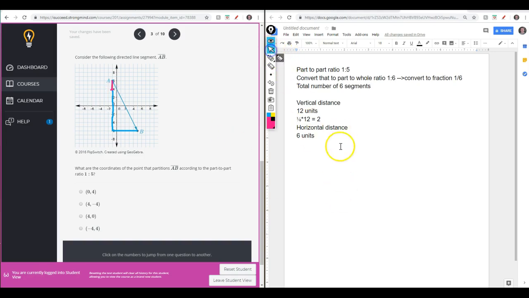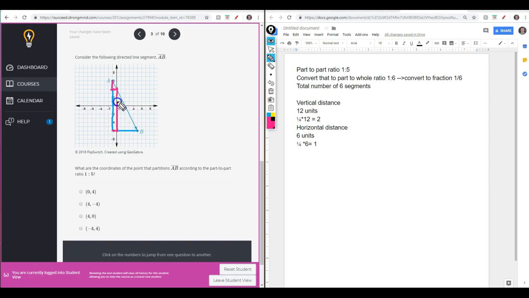So now we're going to do likewise to the horizontal distance. We're going to do 1/6 of the distance horizontally. We're going to times that by 6, and that is going to equal 1 unit. So now I know that from A, I've got to just go over 1 unit horizontally right here, and it ends right there.